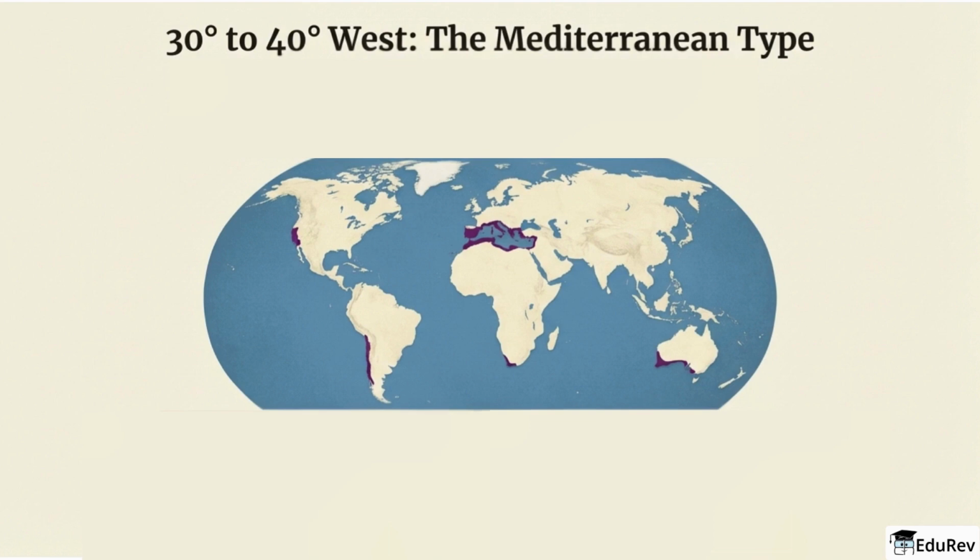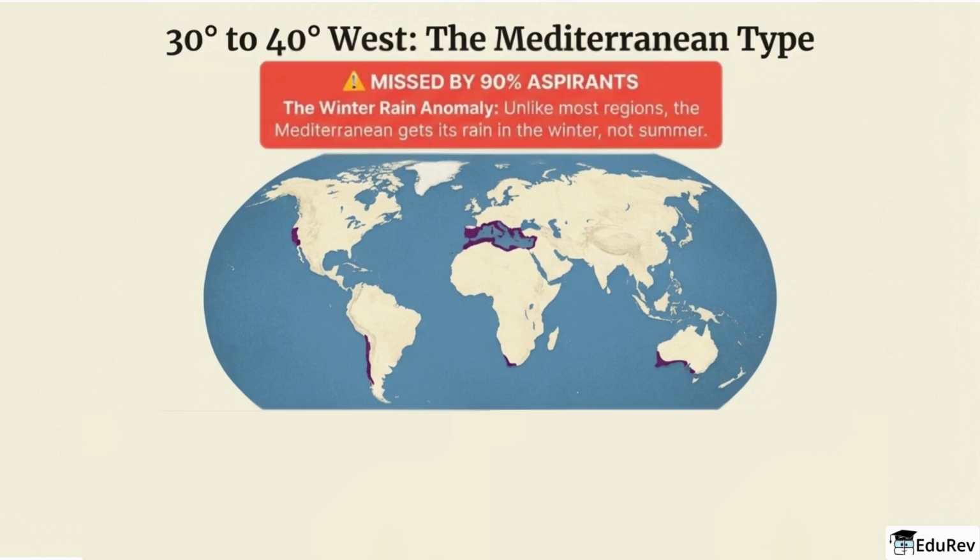The Mediterranean type, found mostly on the western margins between about 30 degrees and 40 degrees. This is where most aspirants lose marks. Why? Because unlike most regions, the Mediterranean gets its rain in winter, not in summer.